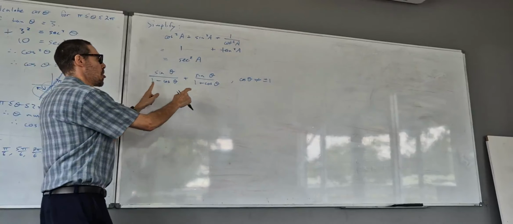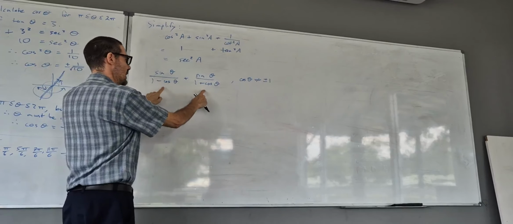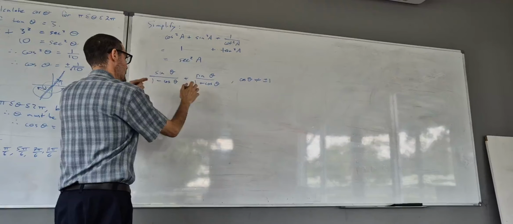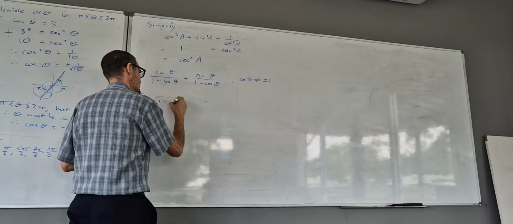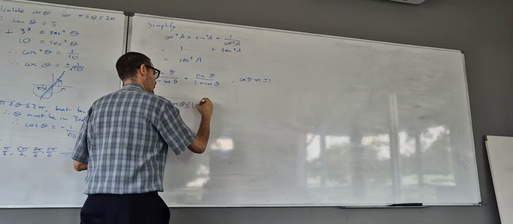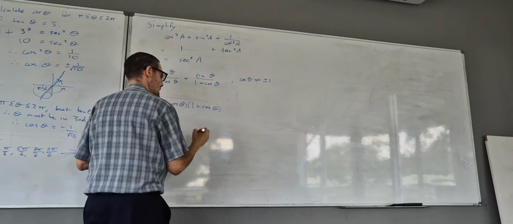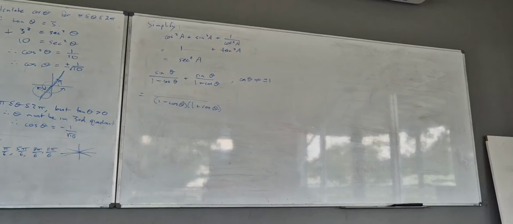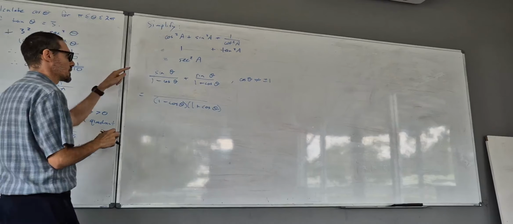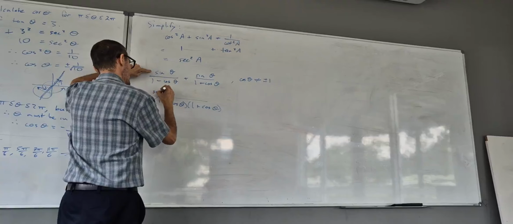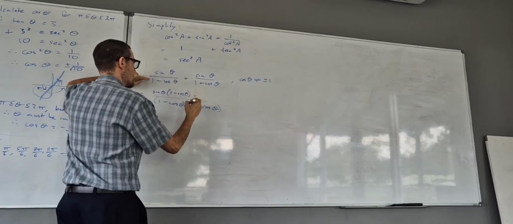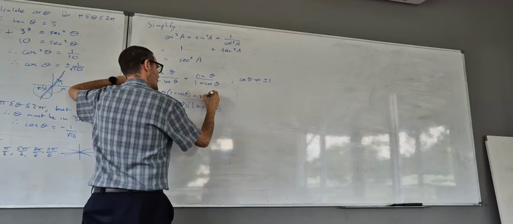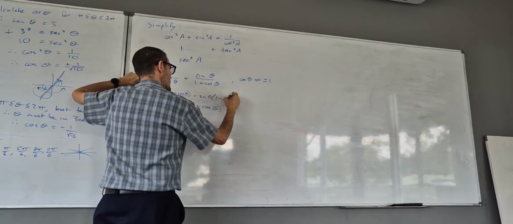What do I have to do to simplify this? I've got to add some fractions together. Lowest common denominator. Multiply these two denominators together. I want it over 1 minus cos theta, 1 plus cos theta, which is a pattern you should recognise. What goes on top? Sine theta times 1 plus cos theta plus sine theta times 1 minus cos theta.